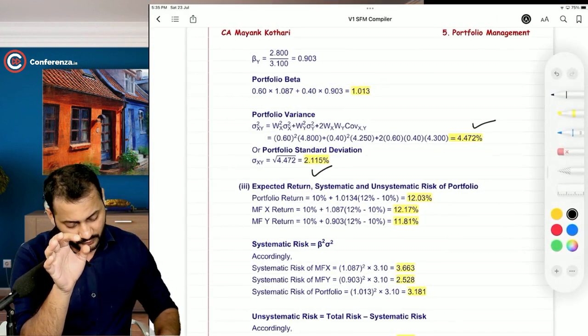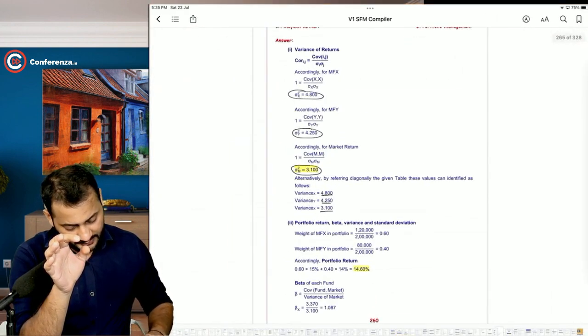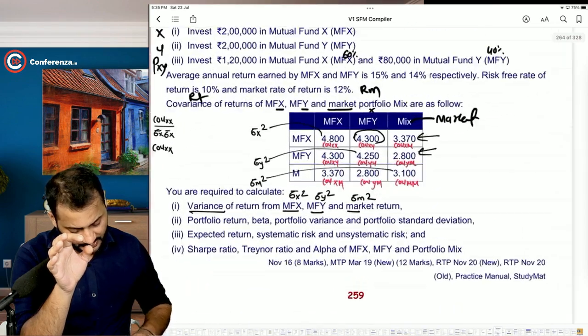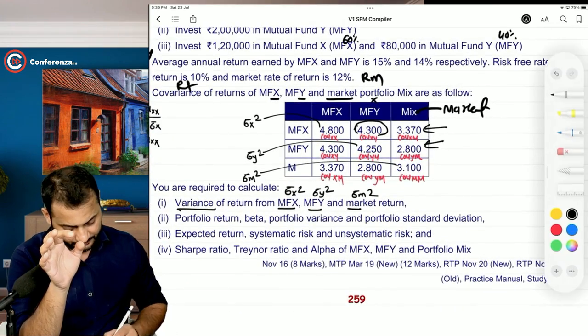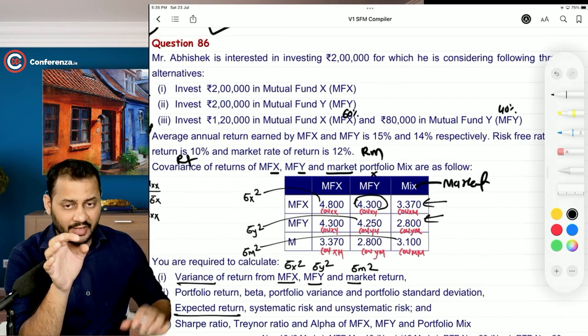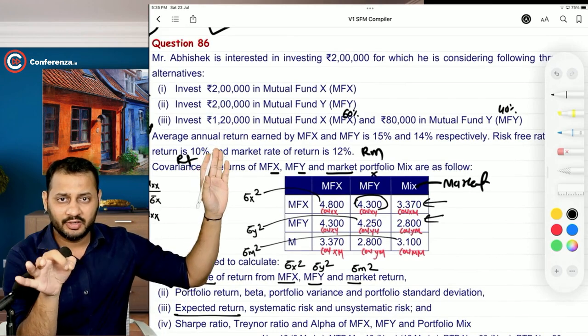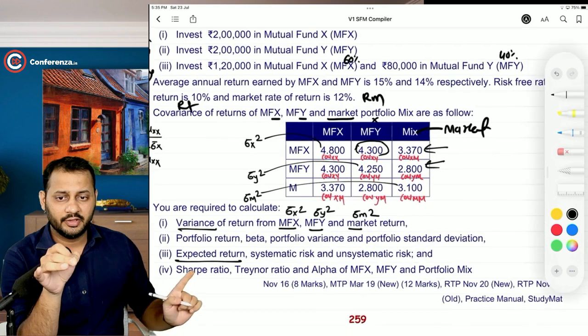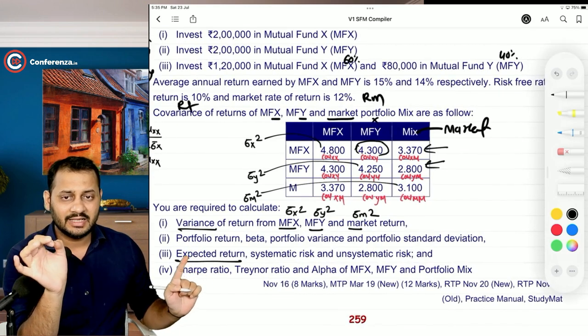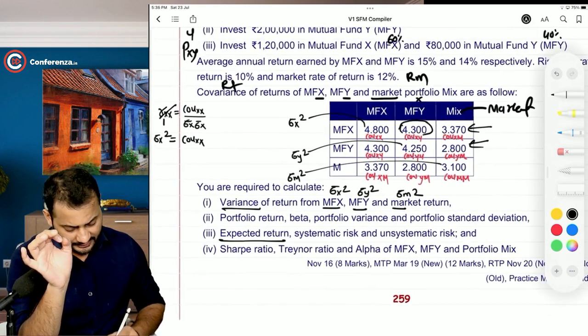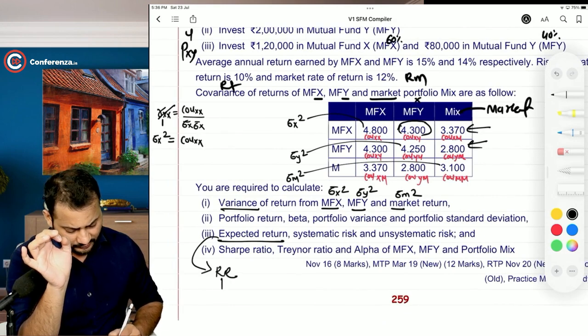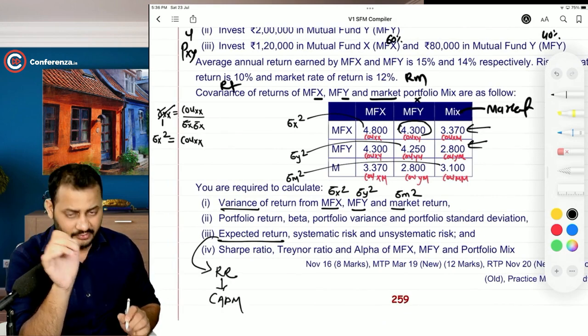Okay, what's more in the next part? Now we have to calculate the expected return. See, the average annual or actual return is already given, and the portfolio return was already calculated. If they are asking us the expected return, I will surely say they are asking us the required rate of return, which can be calculated in this question by CAPM.